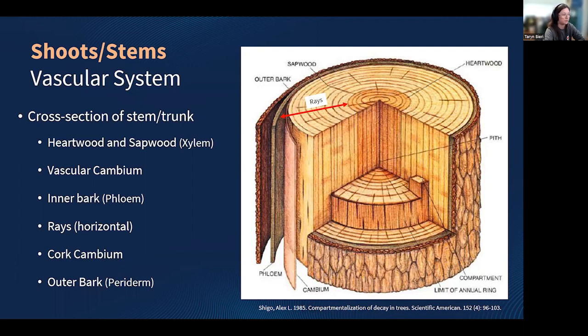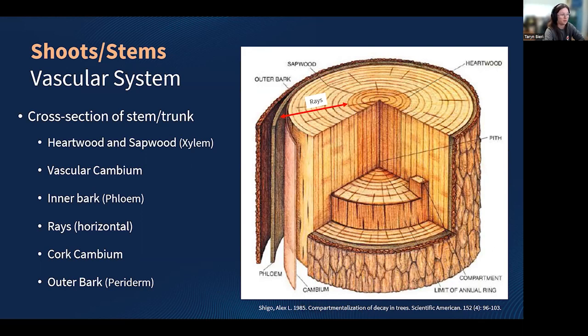And just outside the sapwood is our next layer, the vascular cambium. It's a very thin layer, only a few cells wide, where new xylem and new phloem, or the inner bark, is developed. This is where we see secondary growth occurring, putting on the diameter of the tree.